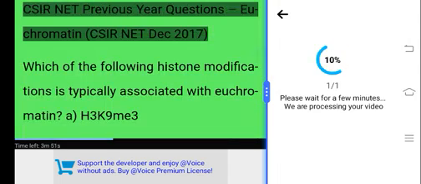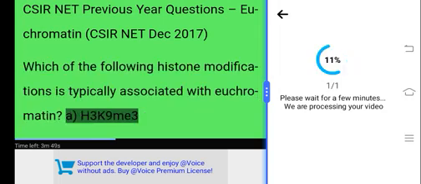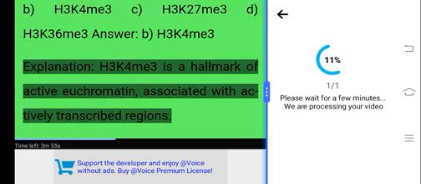CSIR NET previous year questions. Euchromatin, CSIR NET December 2017. Which of the following histone modifications is typically associated with euchromatin? A. H3K9me3. B. H3K4me3. C. H3K27me3. D. H3K36me3. Answer: B, H3K4me3. Explanation: H3K4me3 is a hallmark of active euchromatin, associated with actively transcribed regions.